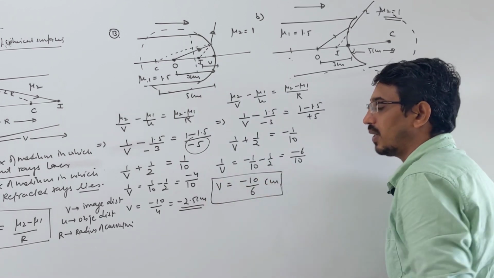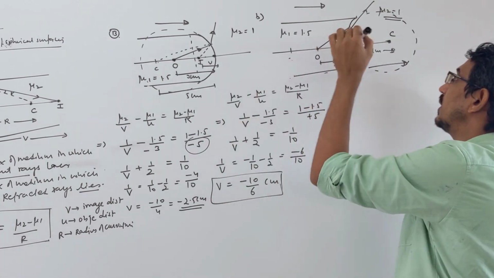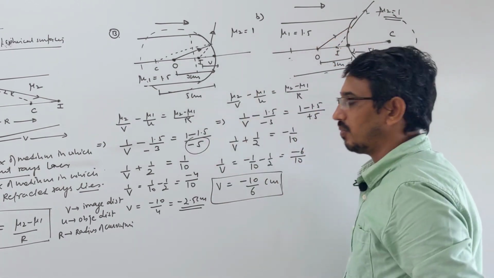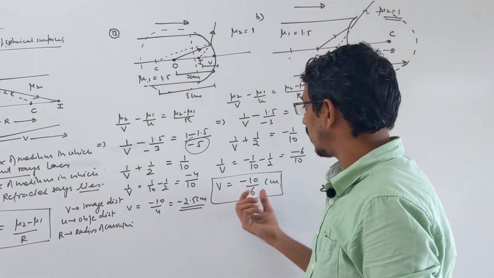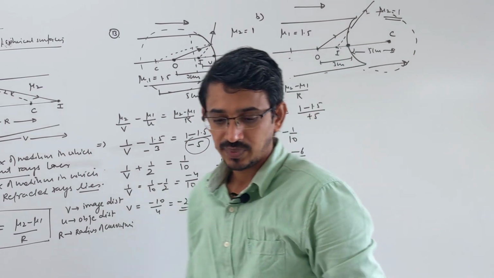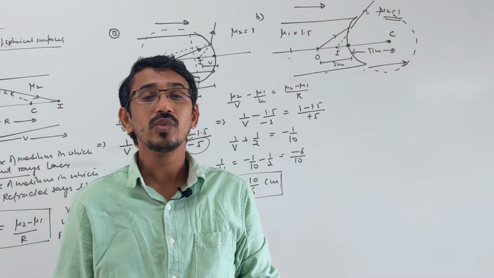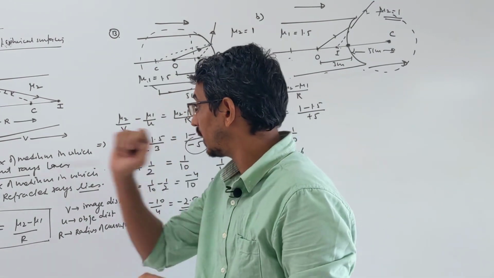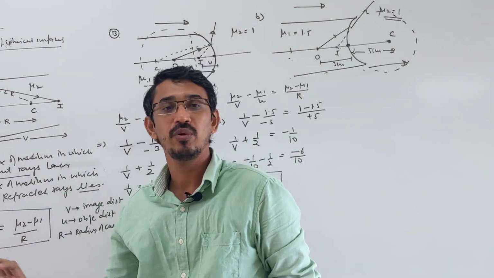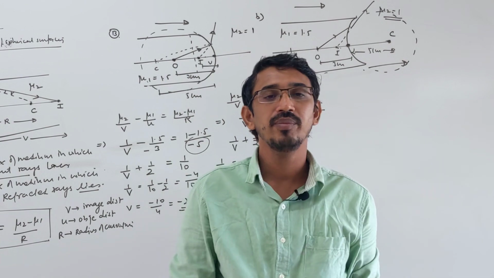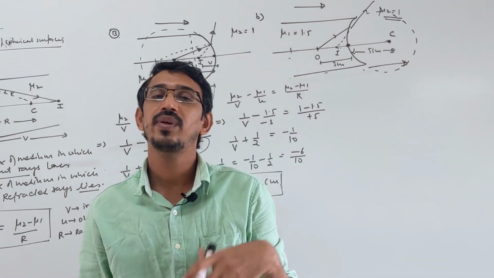Here again the answer is coming negative only, means again the image is formed inside, but you see 10 by 6 means at a smaller distance as compared to that, right? There's a difference. Okay, so hope you are understanding. Very important how to write the mu1 value and the mu2 value. Mu1 is the medium in which incident rays are there, mu2 is the medium in which your reflected rays are there.